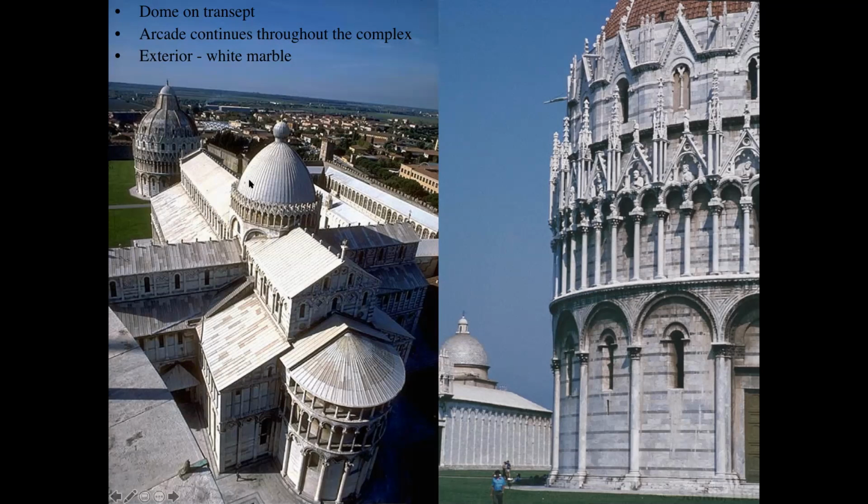So a dome on a transept, not something that you would see in France, but due to the Islamic influence we see it in Pisa. And then the arcade kind of continues throughout the complex. So these repetitive smaller elements tie everything together in a way. On the exterior, all white marble, so no expense was spared. It would certainly be more expensive nowadays than it was back then, though.